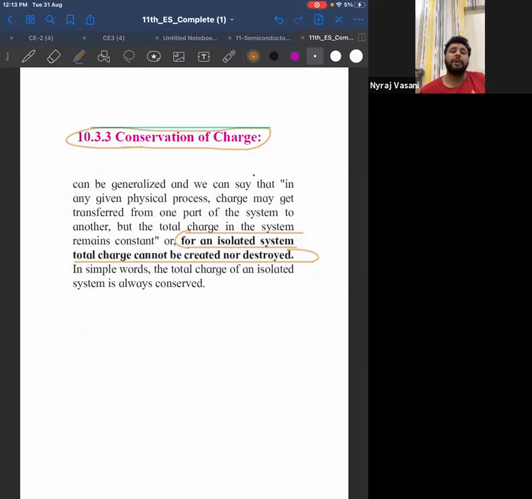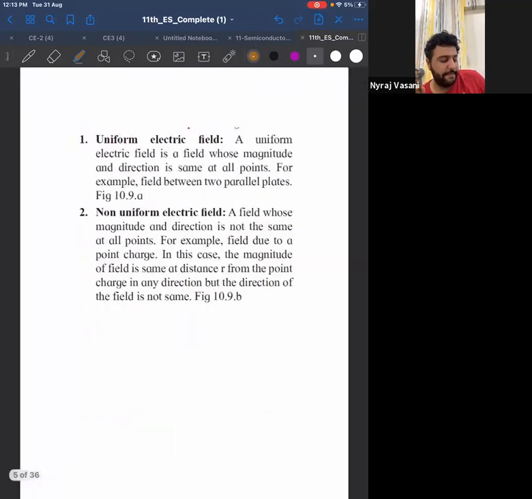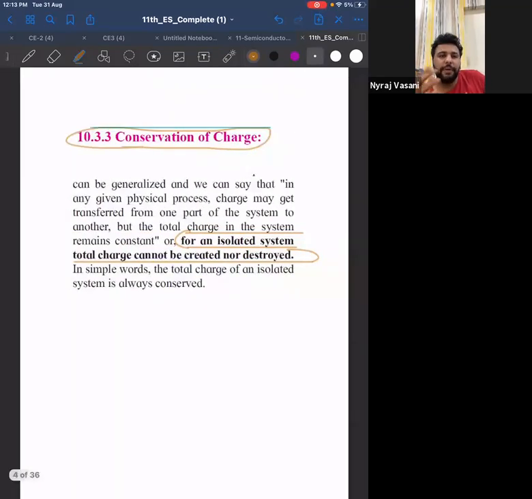Written. So now if I ask you, what are the 3 properties of charge? The first property is charge is additive. Second property is charge can be quantized, that is Q is equal to plus or minus NE. Third property is charge can be conserved. Therefore, charge can be added, charge can be quantized, and charge can be conserved.